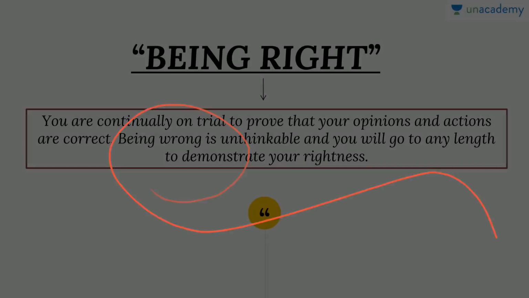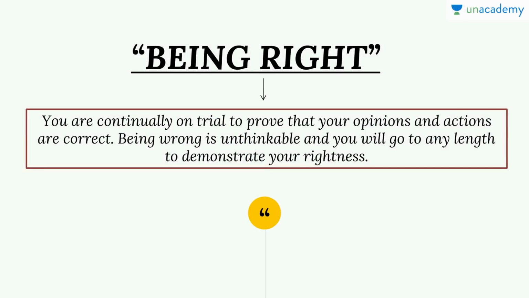The next word is being right. You are continually on trial to prove that your opinions and actions are correct. Being wrong makes you pissed off, and it's just unthinkable. You don't think about it, and you'll go any length to demonstrate your rightness. You don't feel that you can ever be wrong. That's when we have this style of distorted thinking.